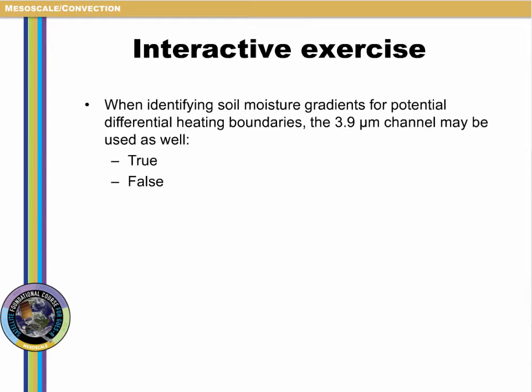Time for an interactive exercise. When identifying soil moisture gradients for potential differential heating boundaries, the 3.9 micron channel may be used as well. True or false?